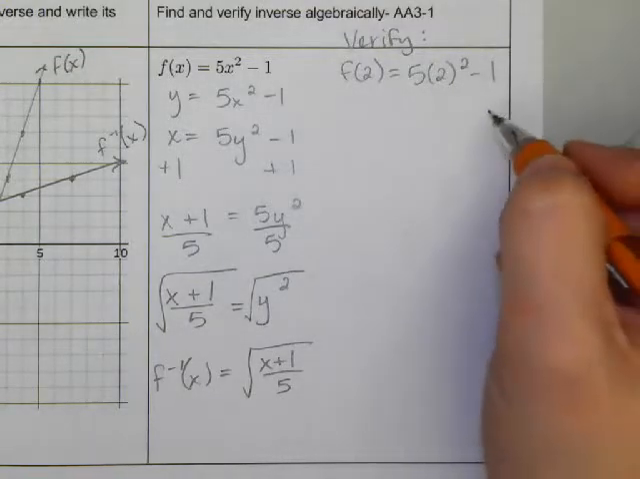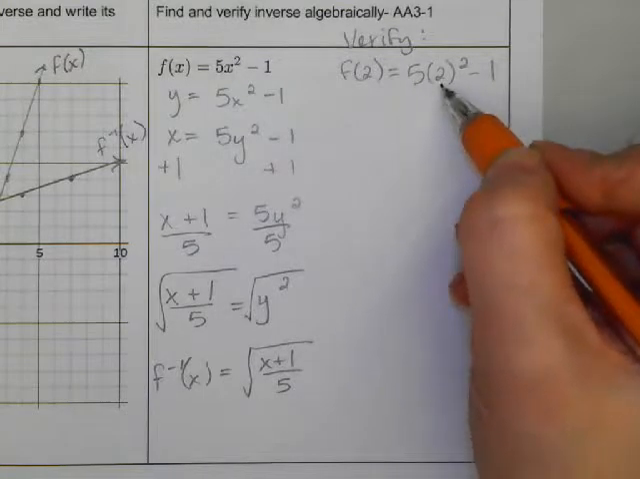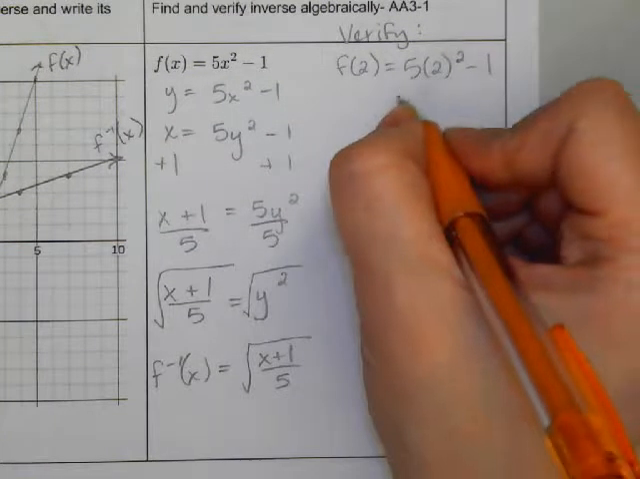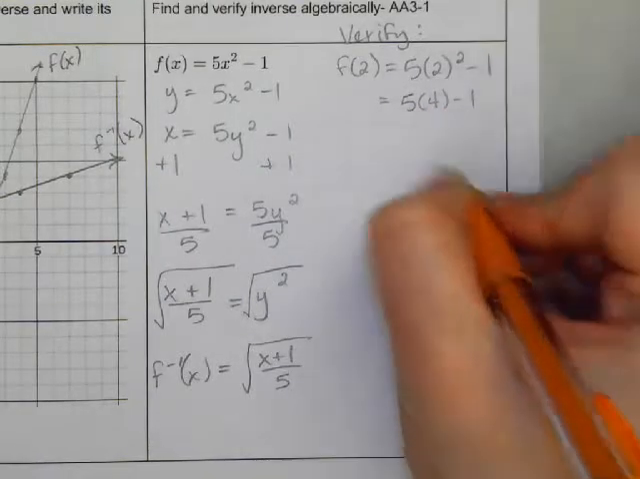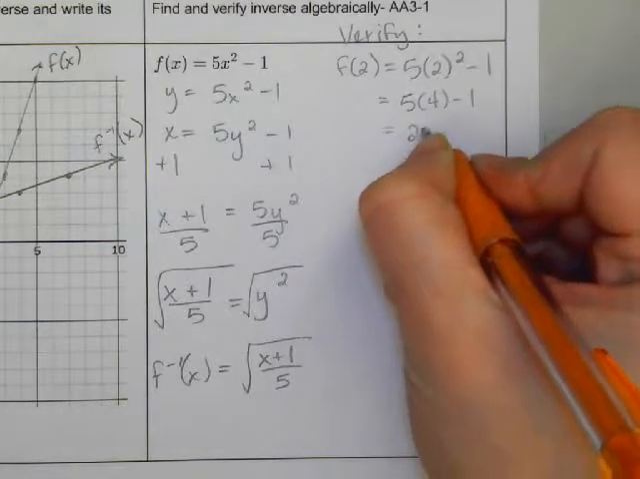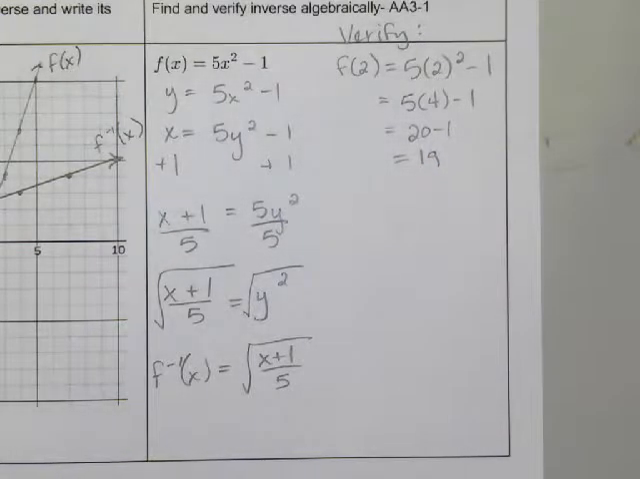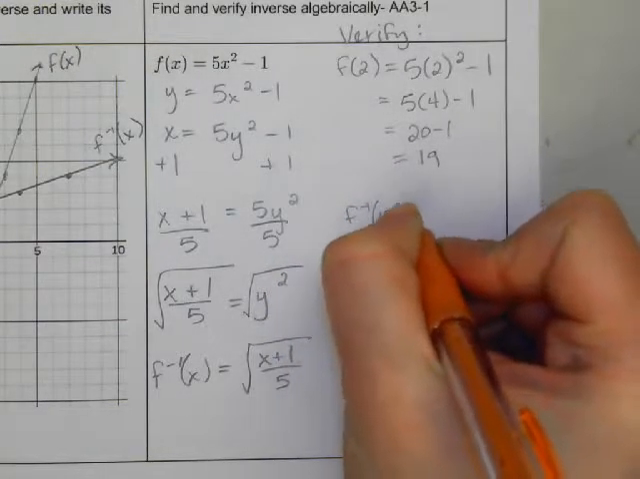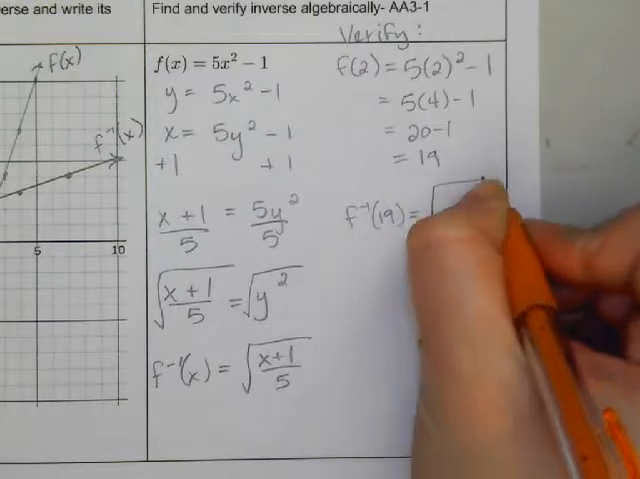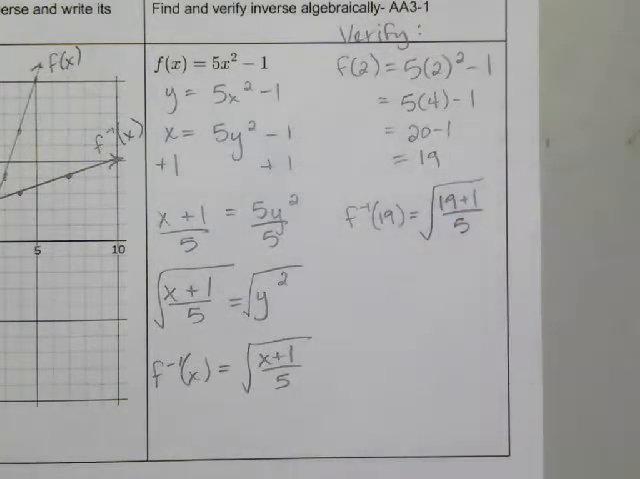Make sure you stick with your order of operations here. 2 squared is the first thing you're going to do, not 5 times 2. Always the exponents first. So 5 times 4 minus 1, 20 minus 1 gives you 19. You're going to take that 19, put it into your inverse. So f negative 1 of 19 equals the square root of 19 plus 1 divided by 5.